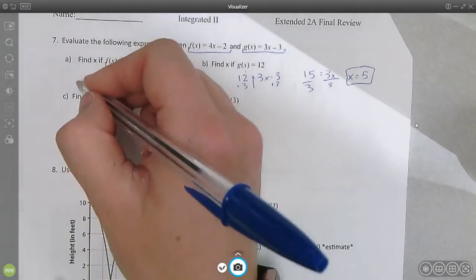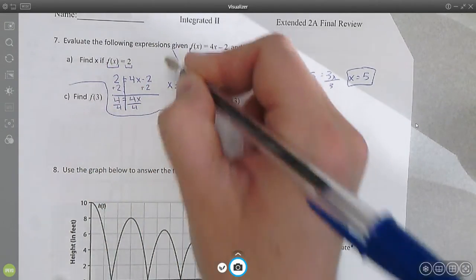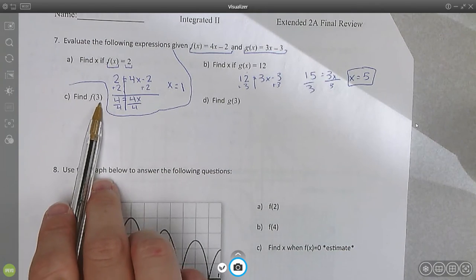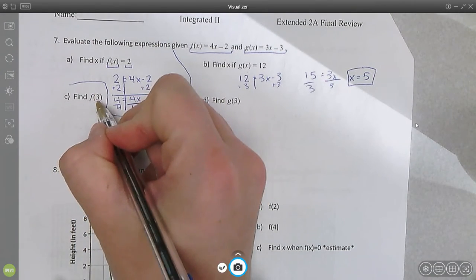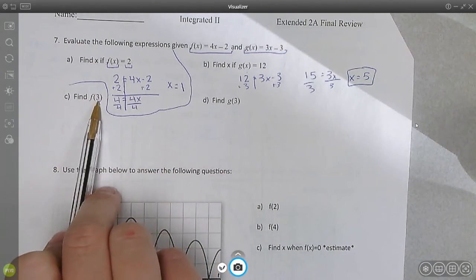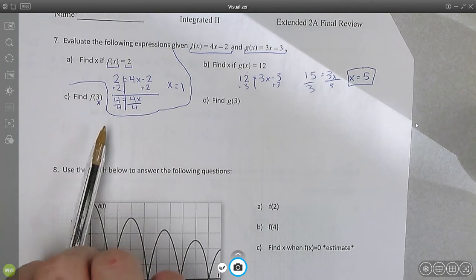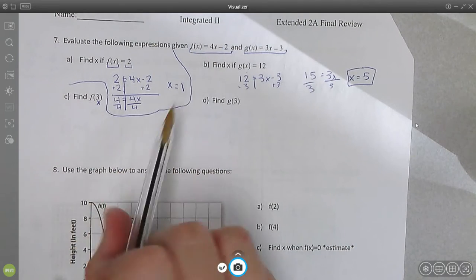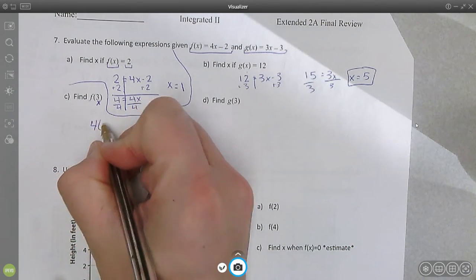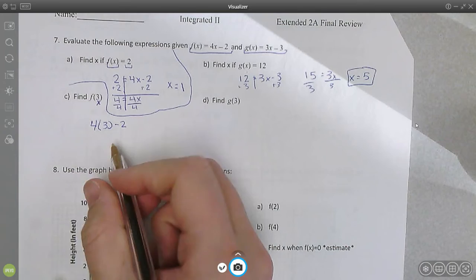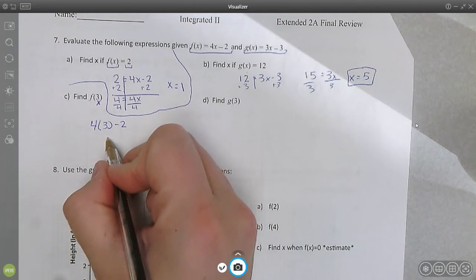And then find f of 3. So this 3 is an x value. So we're going to take this 3 and plug it in for x in the f of x function. So you'll have 4 times 3 minus 2. 4 times 3 is 12, minus 2 is 10.